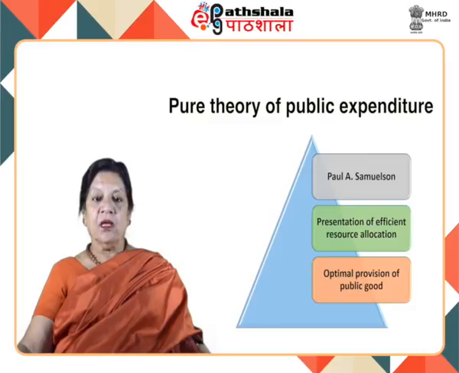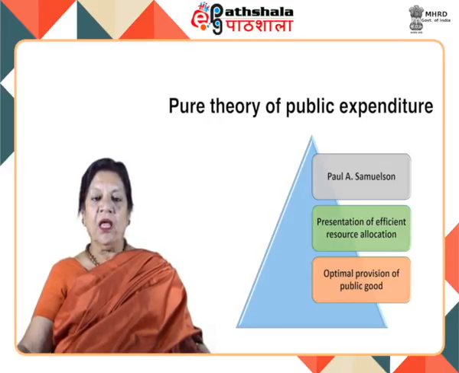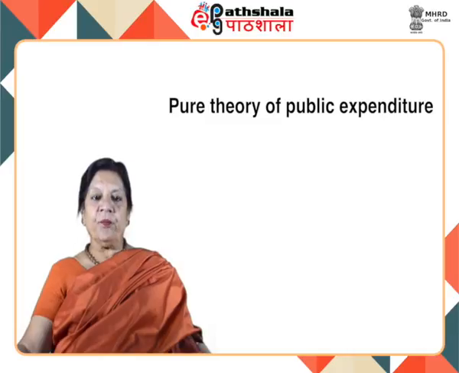Let us now discuss the pure theory of public expenditure. The pure theory of public expenditure was given by Paul A. Samuelson, though the tradition goes back to Italian and Austrian writers who are responsible for the revival of the benefit approach. Their main concern was the presentation of efficient resource allocation and optimal provision of public goods. The next topic of discussion is how to determine the optimum provision of public goods.